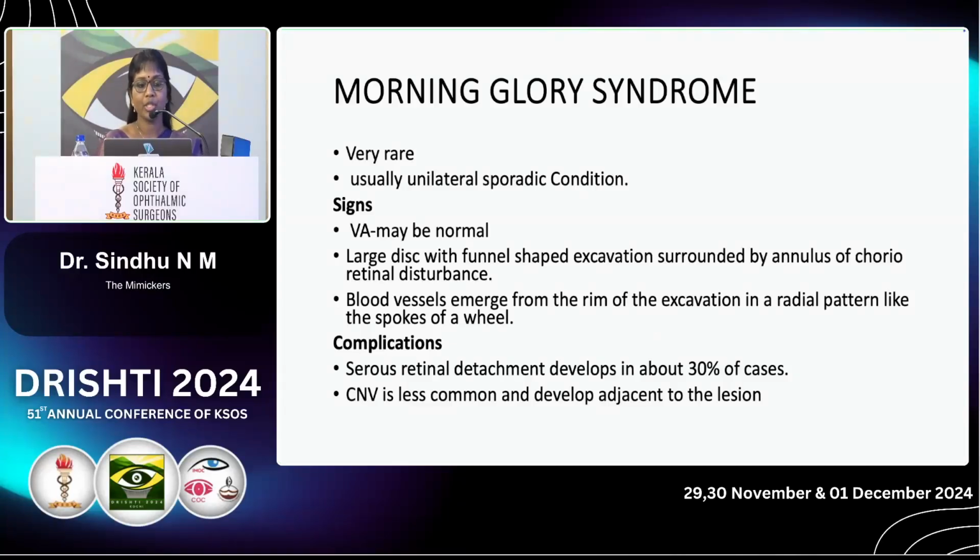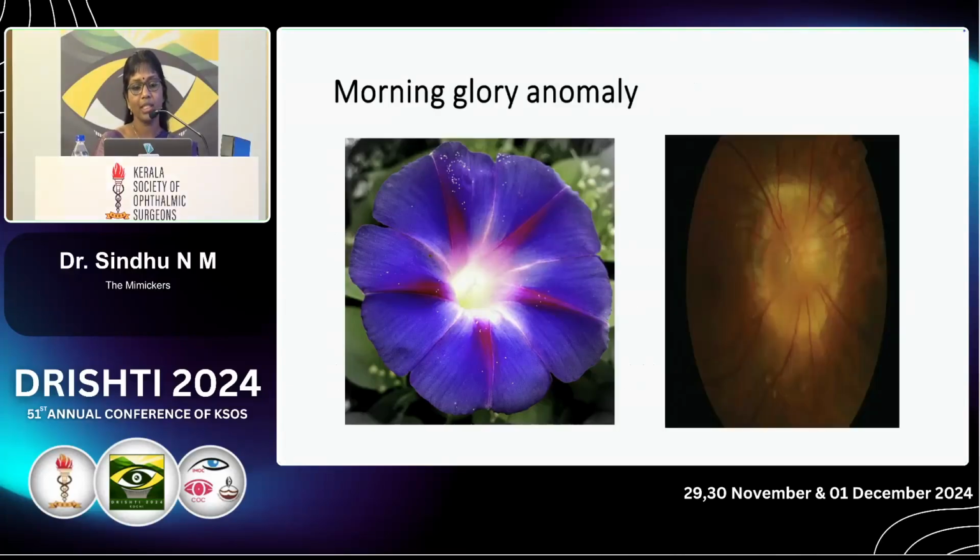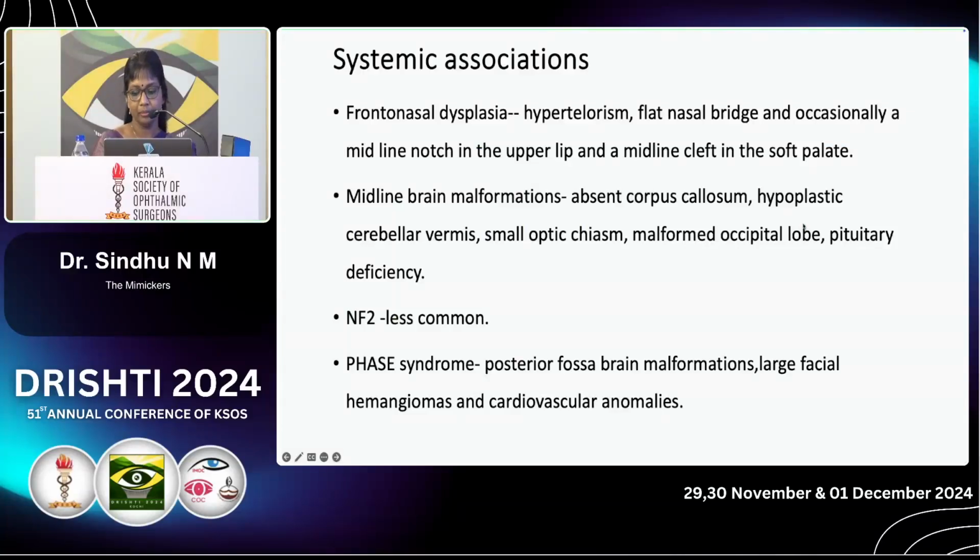Next is morning glory syndrome. It's a very rare condition, usually unilateral and sporadic. Visual acuity may be normal. Fundus examination shows a large disc with funnel-shaped excavation surrounded by an annulus of chorioretinal disturbances. Blood vessels may emerge from the rim of the excavation in a radial pattern like the spokes of a wheel. This is a morning glory flower, and this is how the fundus shows a very large disc with excavation and vessels in a radial pattern.